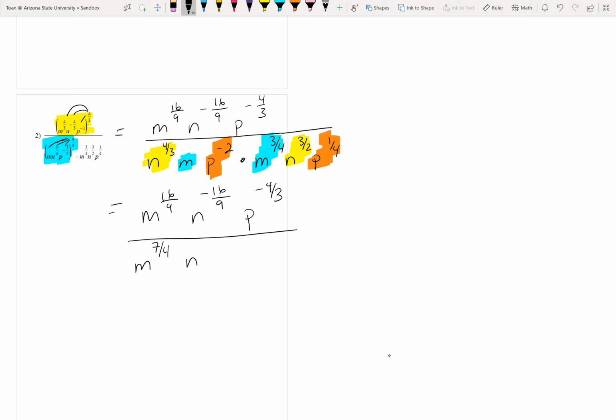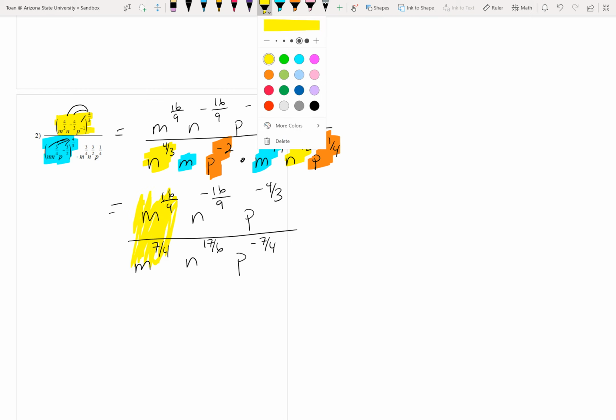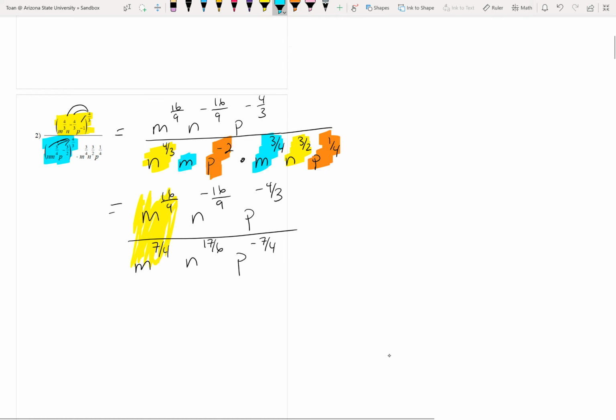Do the n's, 4/3 plus 3/2 gives you 17/6. And then the p's, p to the negative 2 plus 1/4 is negative 7/4. And now you go ahead and do the quotient property. So do the m's together. Do the n's together. Do the p's together.